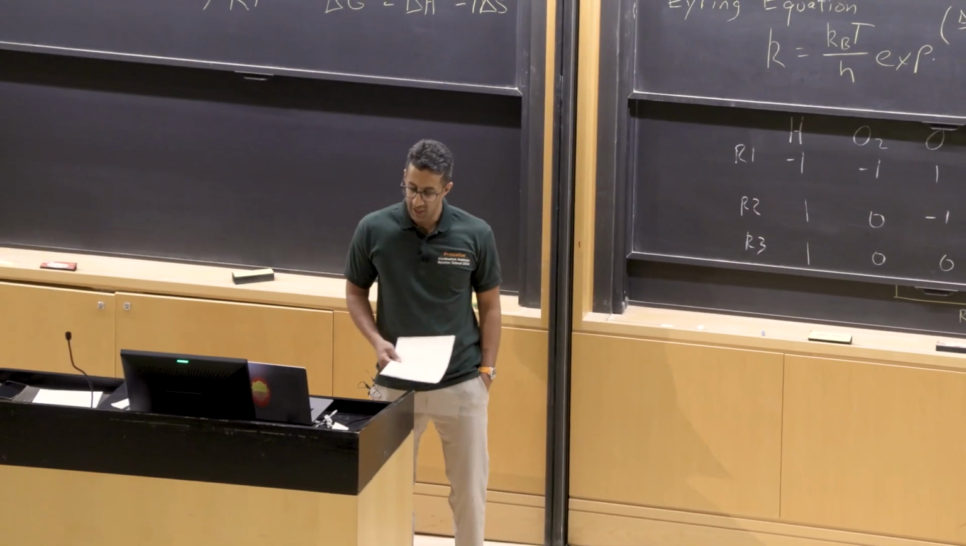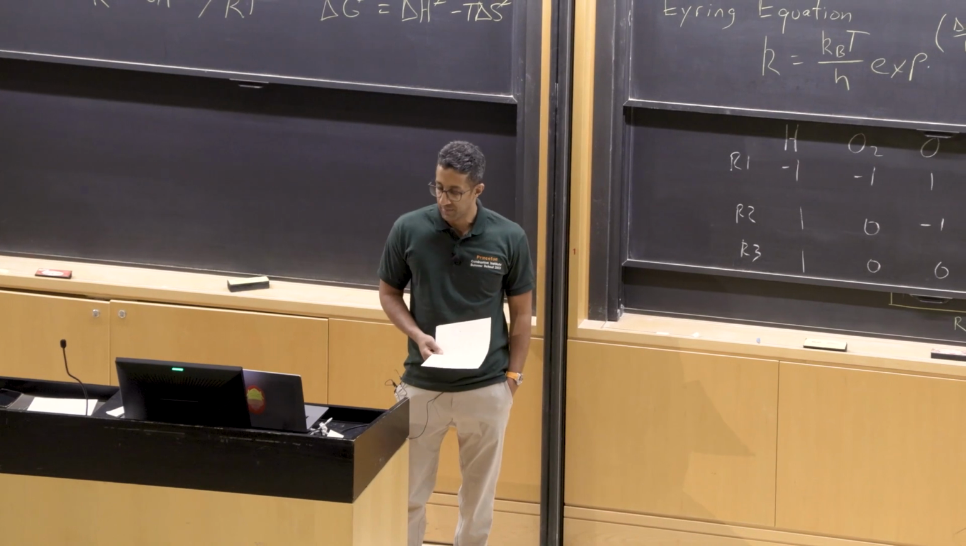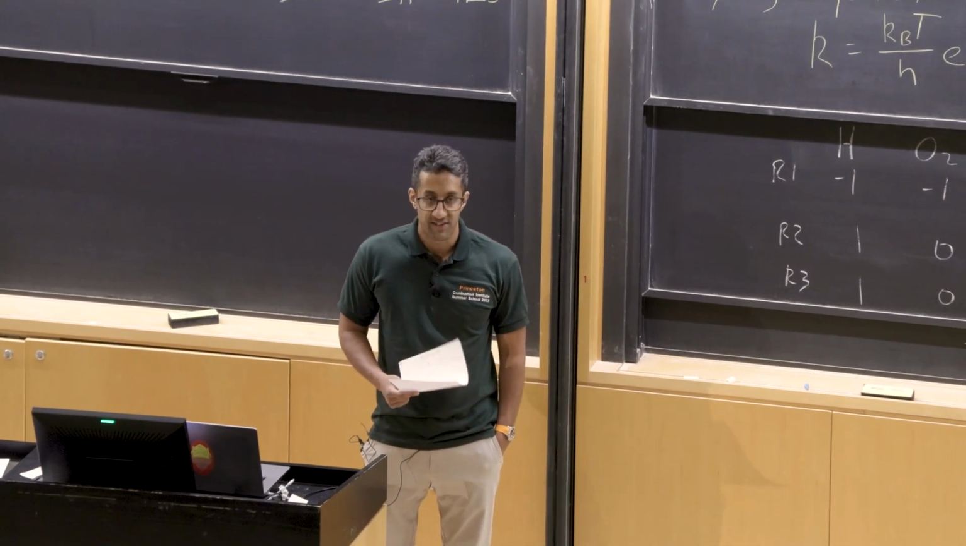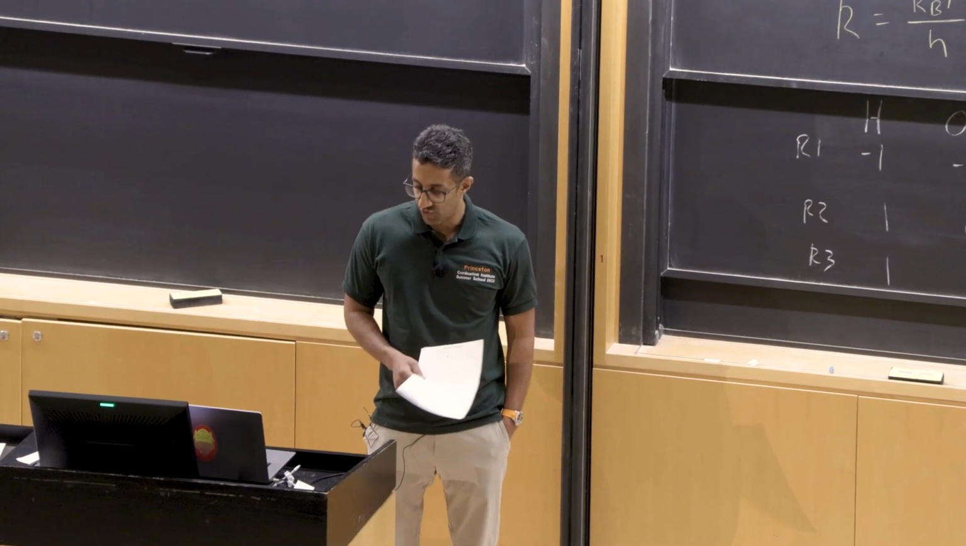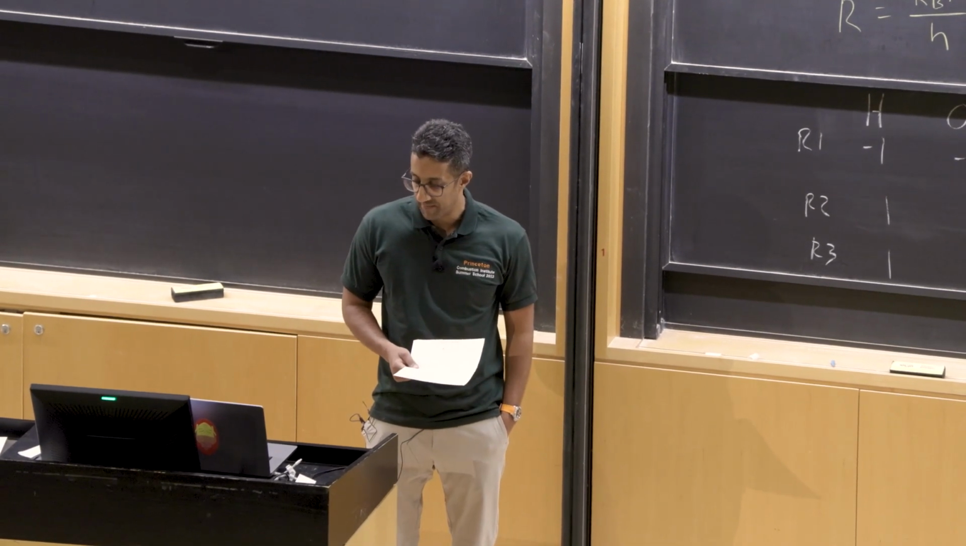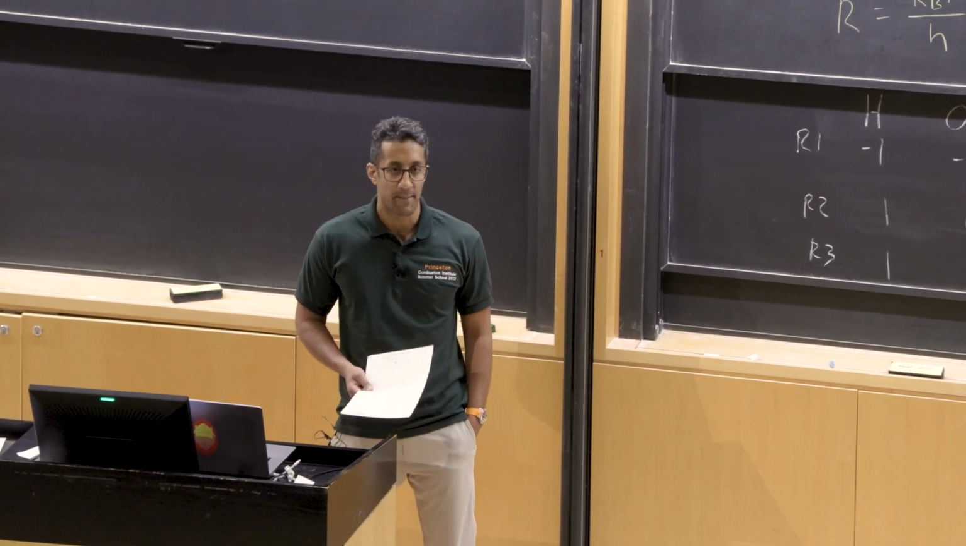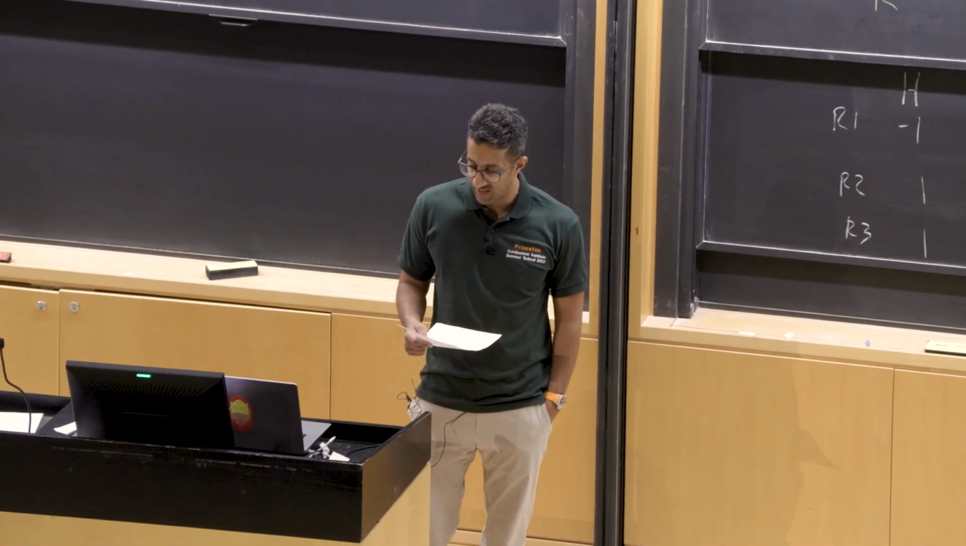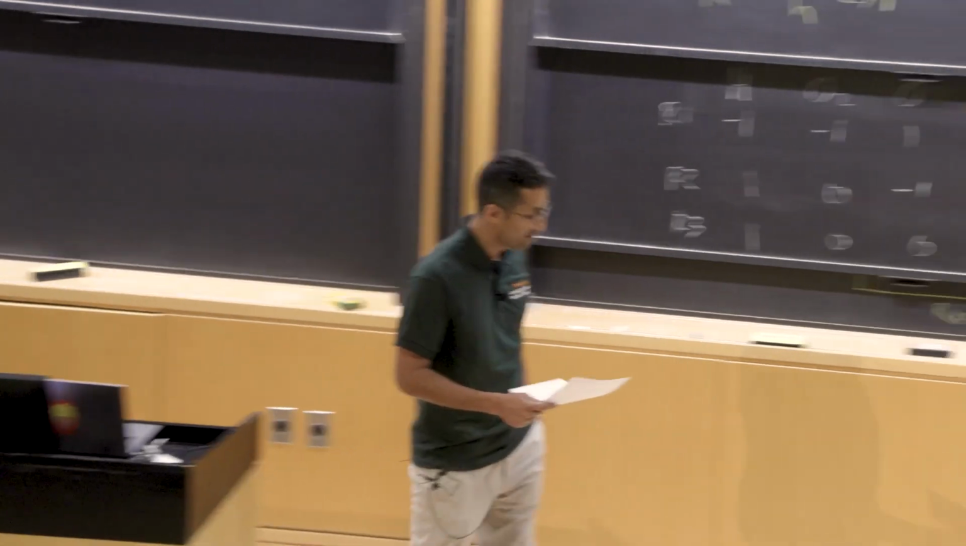The two cases are what we call unimolecular recombination or fall-off reactions. The rates of these reactions can increase with pressure. I'll show you how that's dealt with. And then we can also have what we call chemically activated bimolecular reactions, where the rates can decrease as pressure increases.